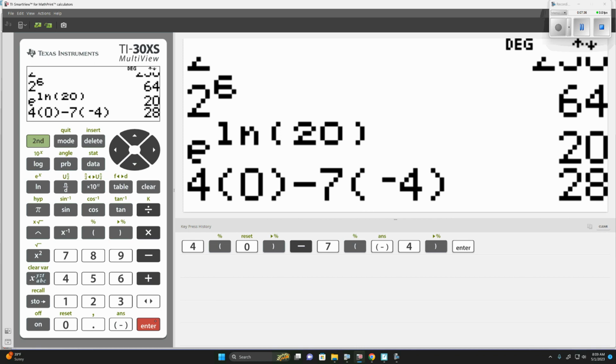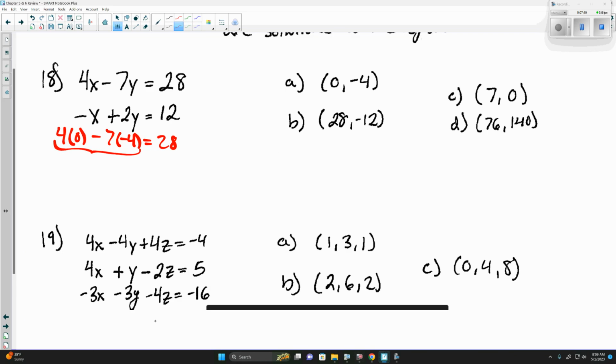So 4 times 0 minus 7 times negative 4 is 28. So we do get 28 is equal to 28. So that works. Now we have to have it work for both. So negative 0 plus 2 times negative 4 is equal to 12. Well, that's 0. Well, negative 8 is not equal to 12, so this is no.